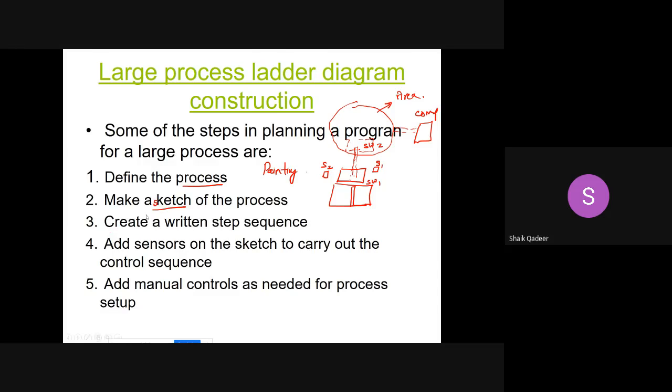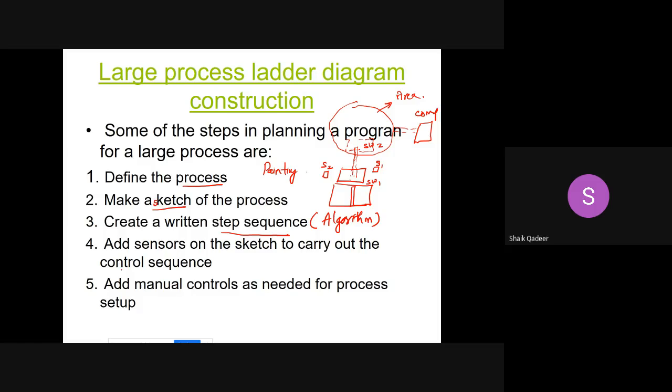After making the sketch of this process, we need to write a sequence of steps. First do this thing, then do this thing, then do this thing, then do this thing. All this listing we need to write. This is nothing but an algorithm, a written step sequence. Is it clear to everybody? Please acknowledge. Yes, sir. I want more voices. Yes, sir. So 3 steps are clear among these 9 steps.